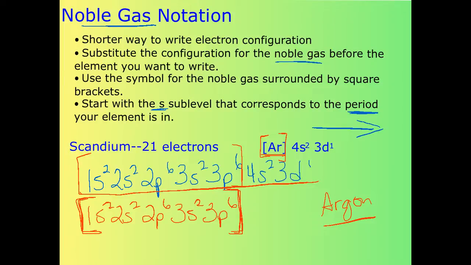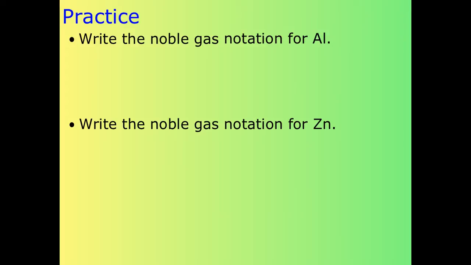Now scandium has a total of 21 electrons, and argon accounts for 18. So where do I start in putting electron number 19? Well, scandium is found in period number 4. So I start with the 4s, so 4s2, and then 3d1. And that's all that's left to make 21 electrons.